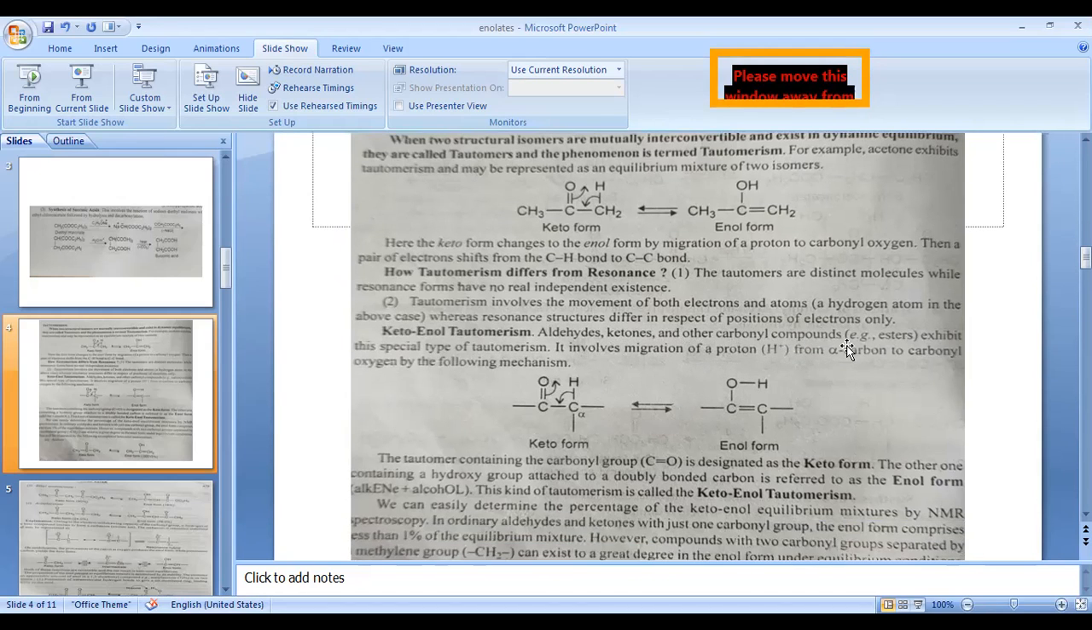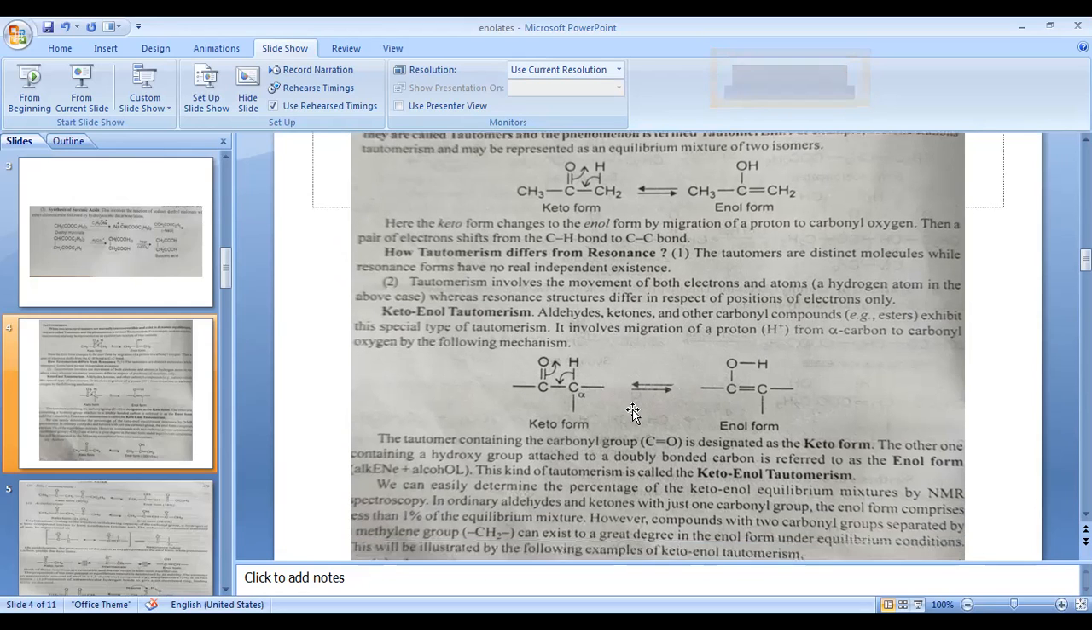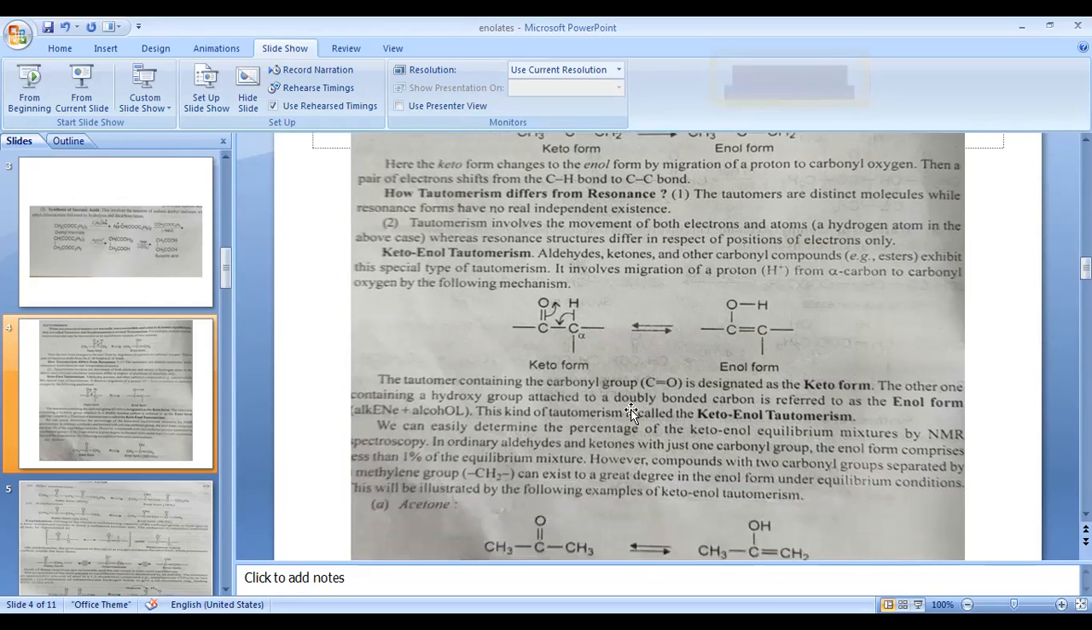Aldehydes, ketones, and other carbonyl compounds show this type of tautomerism. It involves migration of a proton from the alpha carbon atom to the carbonyl oxygen by the following mechanism. This is the mechanism of how it gets shifted. This is the alpha carbon atom. From the alpha carbon atom, this hydrogen atom gets shifted. This hydrogen atom is removed from here, and these two electrons get shifted here.